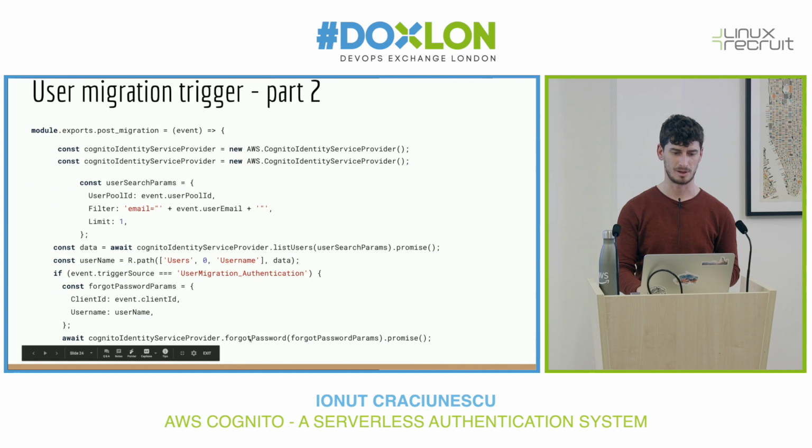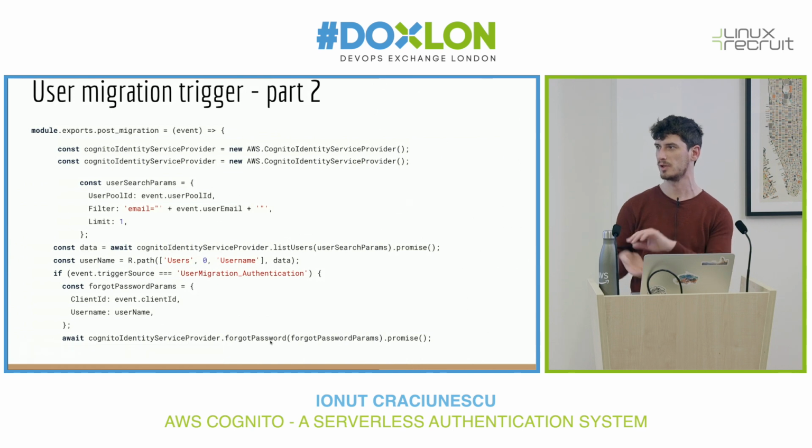So basically it's us determining the trigger source and then invoking the forgot password Cognito API, which is a Lambda function. It has a role attached to it, allowing it access to a specific user pool, and to invoke only the APIs that it needs to.